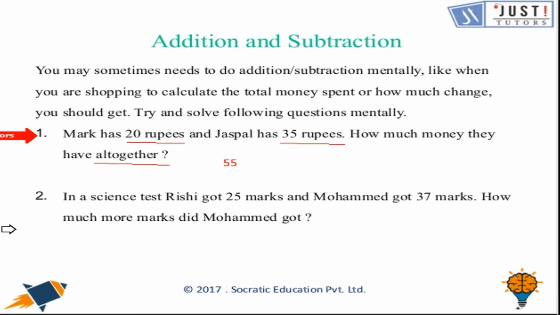Now let's try question 2. In a science test, Rishi got 25 marks and Mohammed got 37 marks. How many more marks did Mohammed get? Here first we'll underline the key numbers, that is 25 marks and 37 marks. Now the keyword, how many more marks, gives us the idea that we have to do subtraction here. So 37 take away 25 will give you 12. So that means 12 marks. I'll write here 12 marks. Now we'll just move forward.